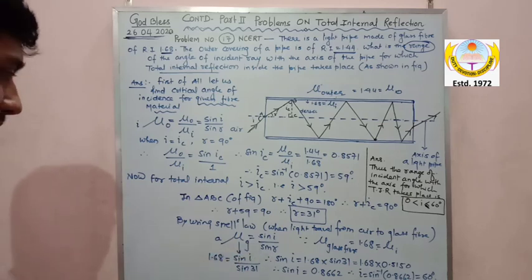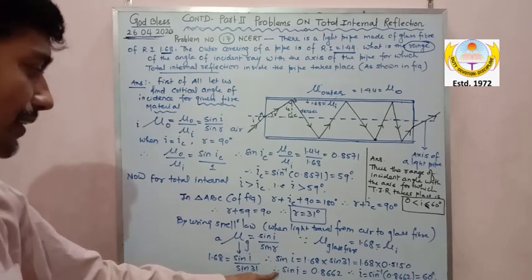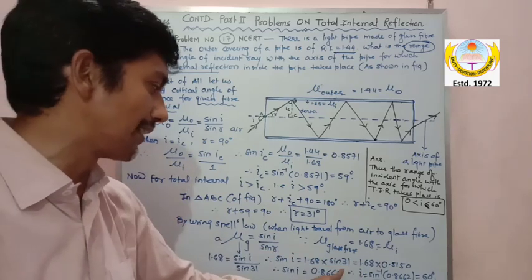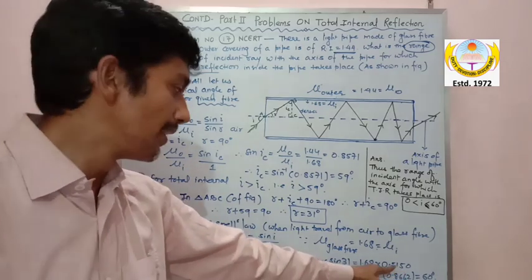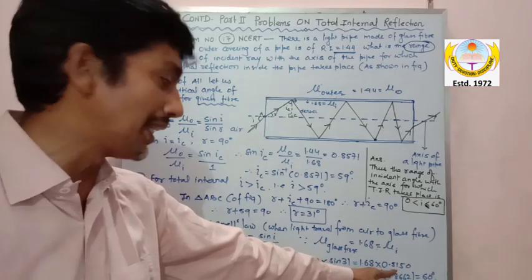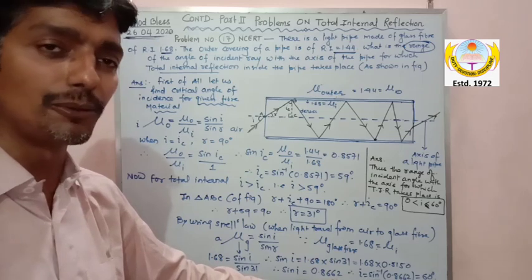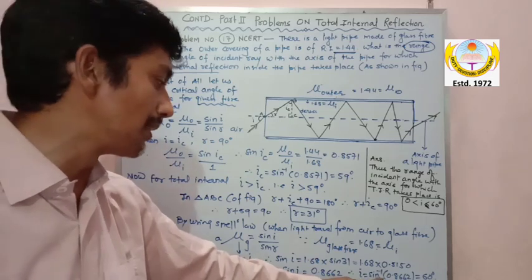This is sin i divided by sin 31. So sin i is equal to 1.68 into sin 31. I have calculated sin 31 from the logbook. Logbook gives 0.5150. I multiply with that 1.68. I got 0.8662. Again I use the logbook to see how much is the angle.